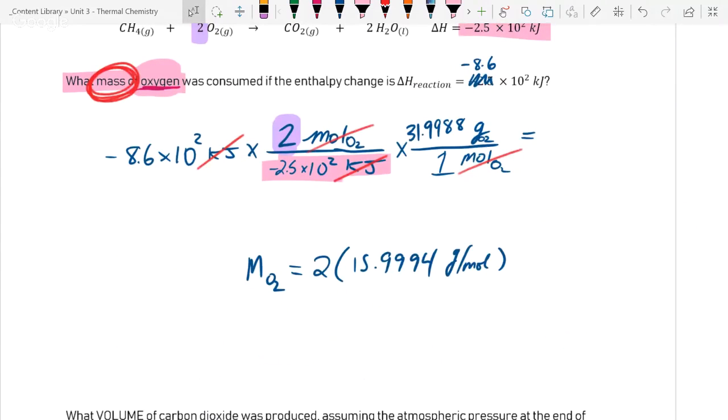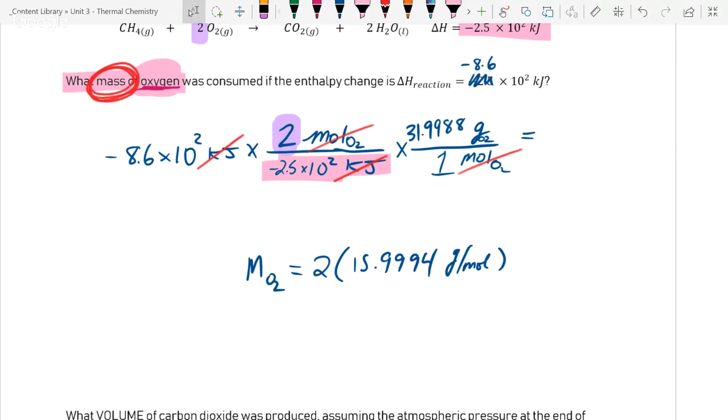So if we look here, let's just remind ourselves what we've just done. We started by saying, given this reaction, when I actually did it, I didn't use perfect molar amounts. When I did the reaction, I measured that the enthalpy change was 8.6 times 10 to the 2 kilojoules. It was negative. That heat was released. Given that, I want to know how much oxygen I must have used up. I can do that because I know that for every 2 moles of oxygen I use, I release 2.5 times 10 to the 2 kilojoules of energy. And that's what I do here.